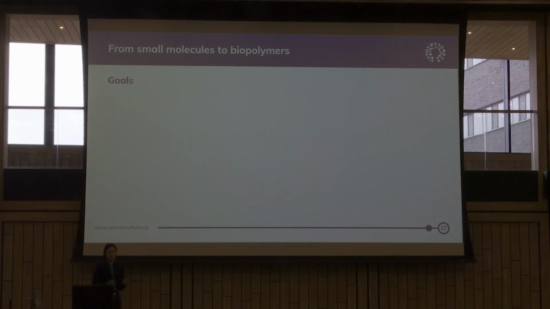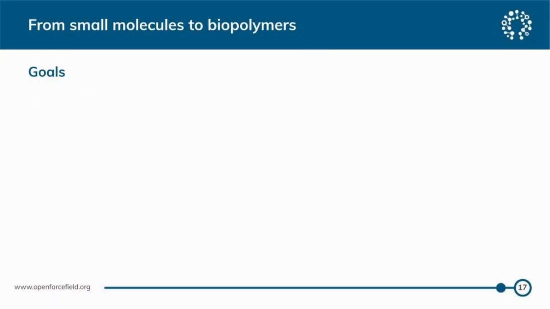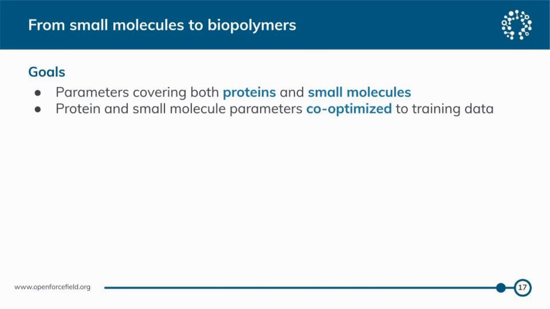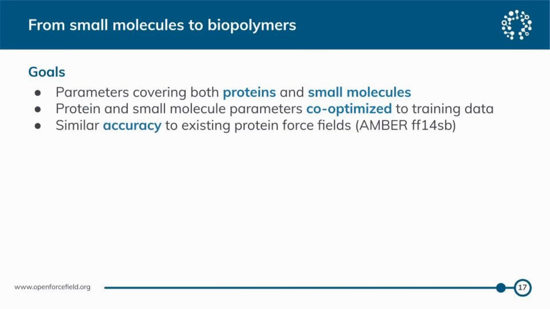So up until now, all our force fields have really targeted the small molecule area. And this expansion to proteins is our first foray into the wider area of other chemistries. So our first initial goal is to have parameters that cover both small molecules and proteins. We want to co-optimize these parameters to training data so that they're self-consistent. And we want to achieve similar accuracy to already existing protein force fields, such as AMBER ff14SB. At least initially, we want to remain maximally similar to our existing small molecule parameters.